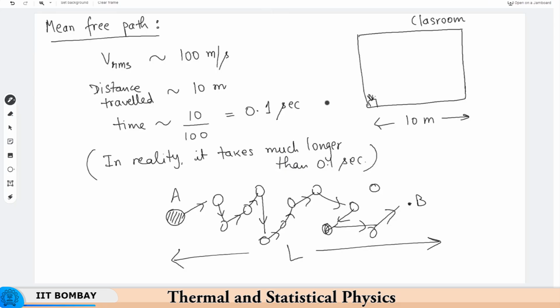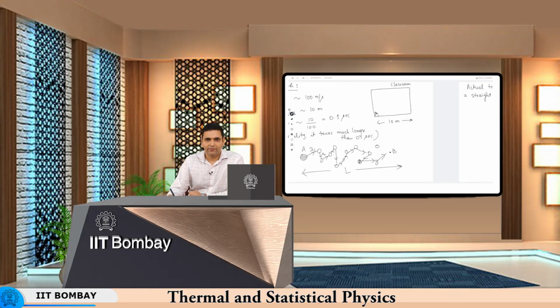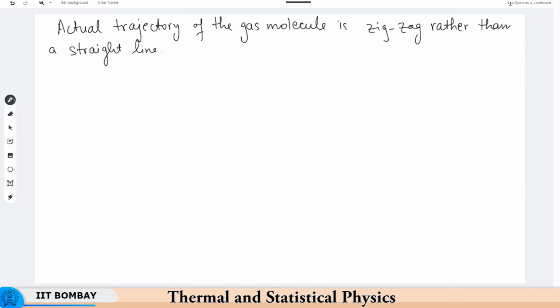And now we can define a quantity called lambda. Let us say the molecule starts from this point, it moves along a straight line over a distance, say lambda 1, before it undergoes a collision. After collision, let us say it again travels a distance lambda 2 and undergoes another collision and so on. And we can define a quantity which is known as mean free path.